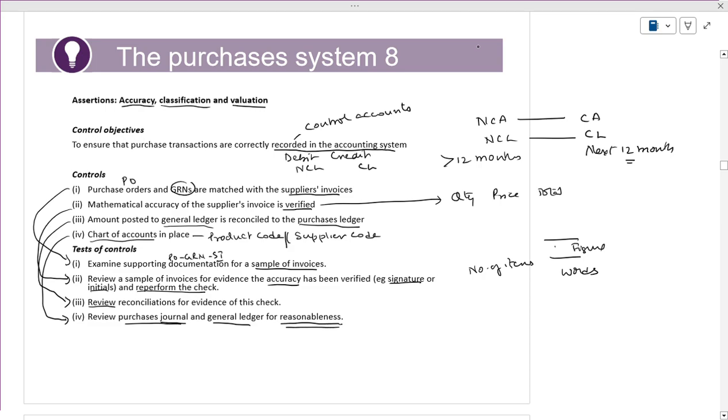Why are we doing this? We are saying that yes, whether we have posted in the general ledger or we have not posted in the general ledger, means the sequence is going to be accurate, classification, accuracy as well as valuation. Is it clear to you?